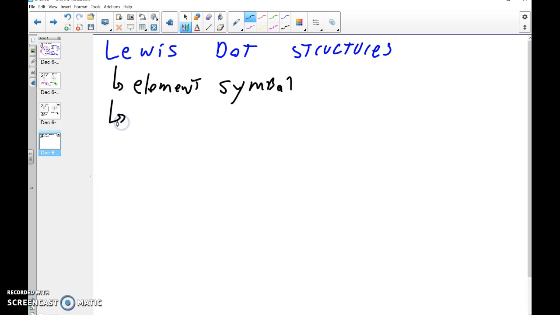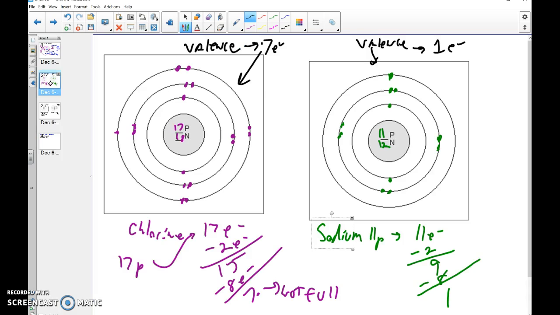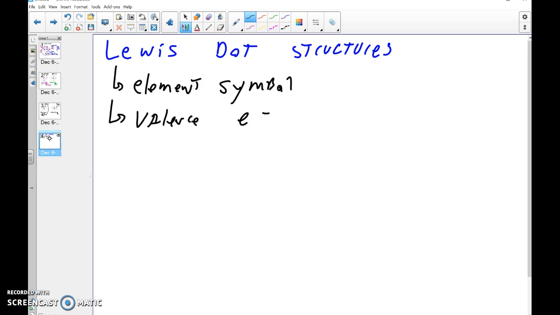and the valence electrons. So let's actually take a look back at some of our previous examples. So here I have chlorine. Now, for my Bohr model, I drew the protons, the neutrons. I filled in dots for every electron all the way up to the valence shell. For a Lewis dot structure for chlorine, I would simply do this.